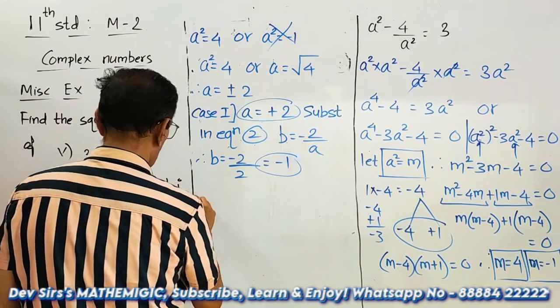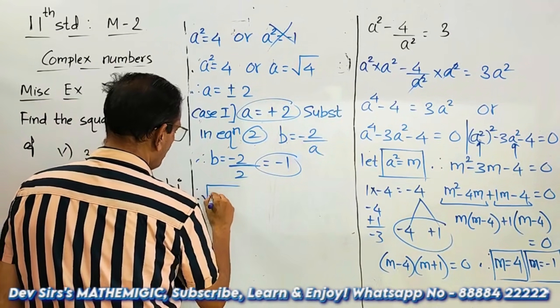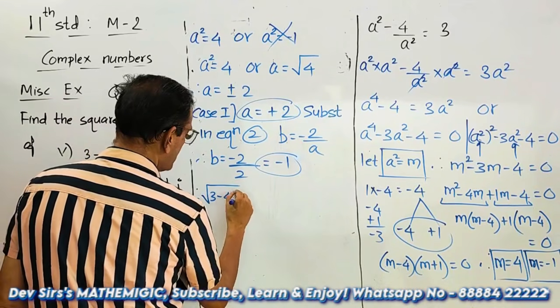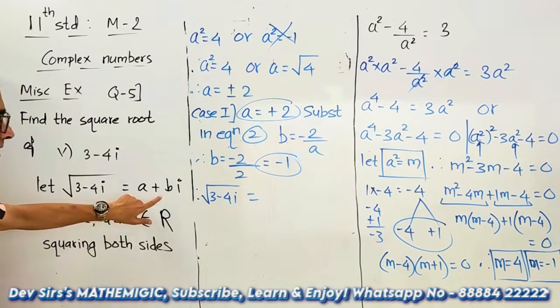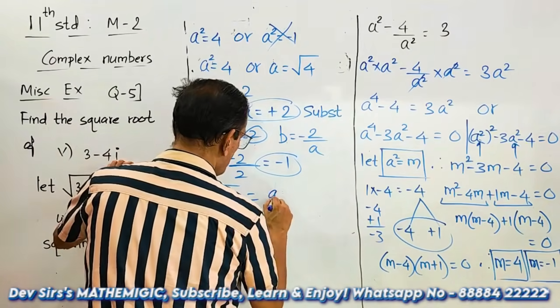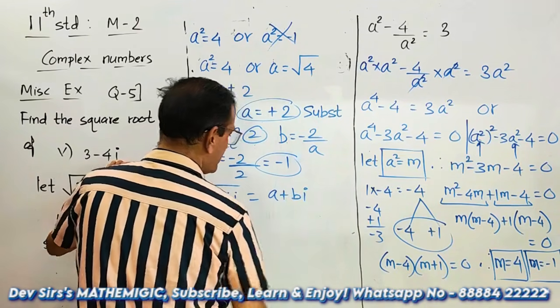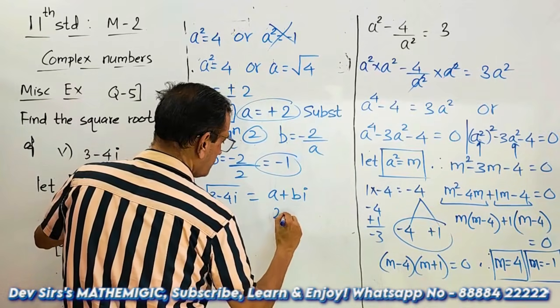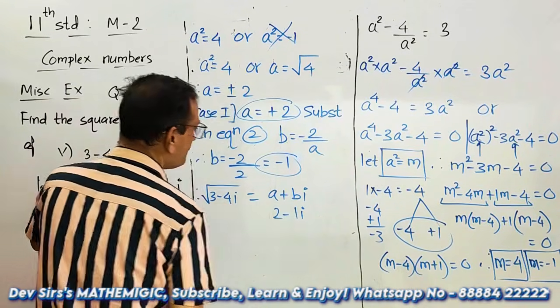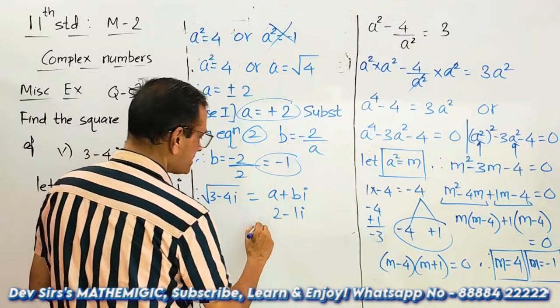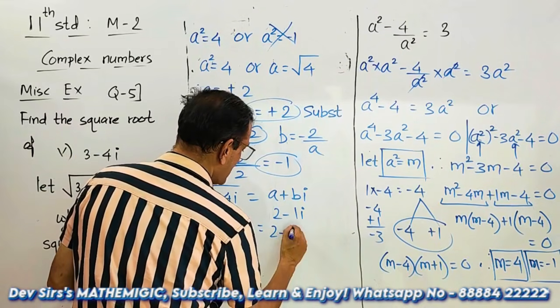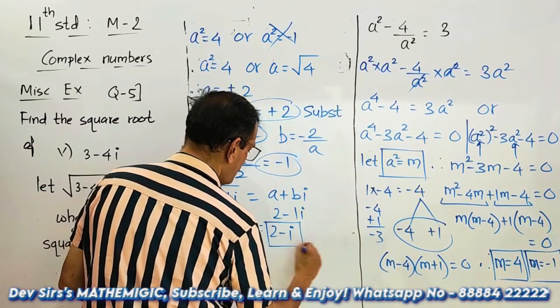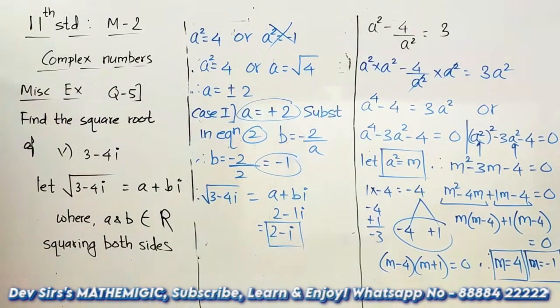Therefore, square root of 3 minus 4i, we have taken a plus bi, that is 2 minus 1i. That is the first answer, or you can just write 2 minus i. One possible case.